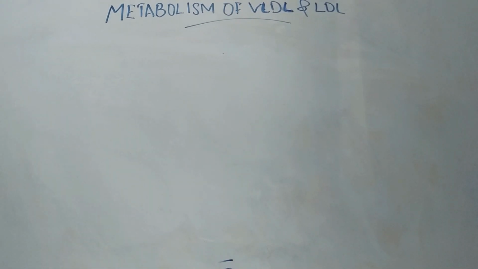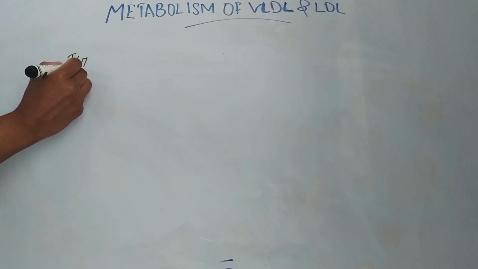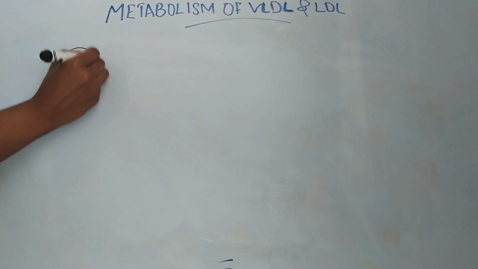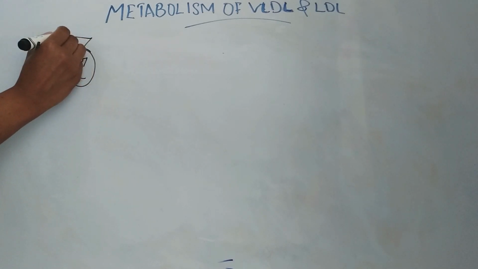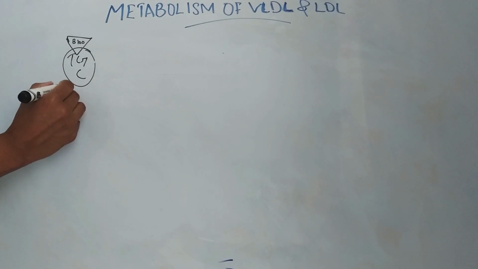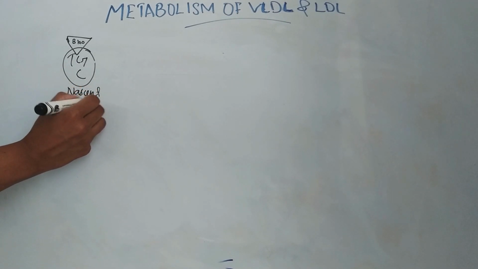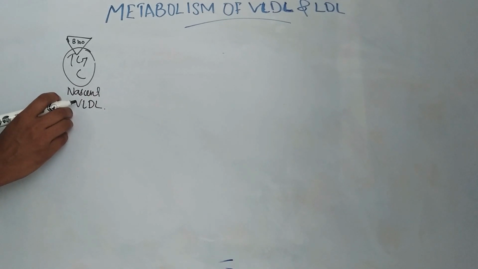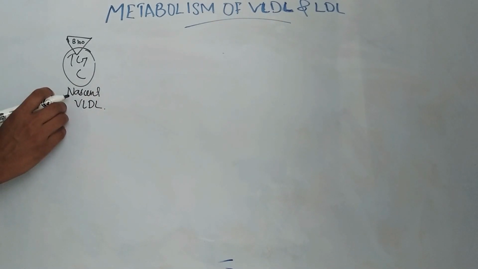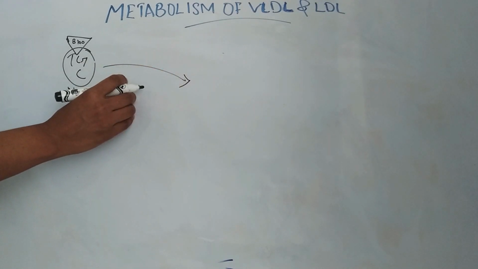So, nascent VLDL will contain triacylglycerol, cholesterol, then ApoB100. That is known as nascent VLDL, newly secreted VLDL. Then this nascent VLDL is secreted into the circulation.